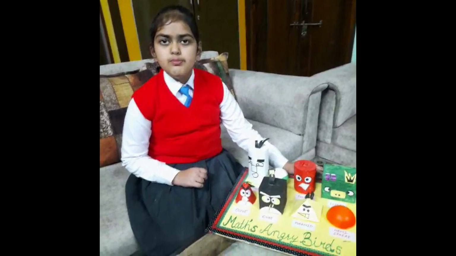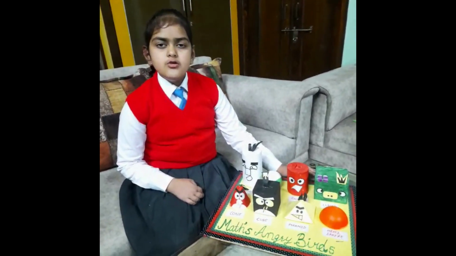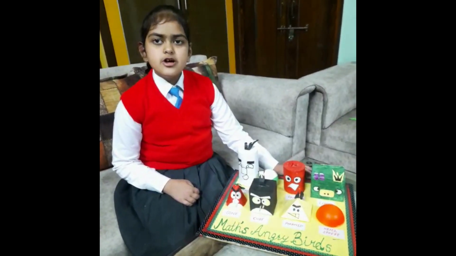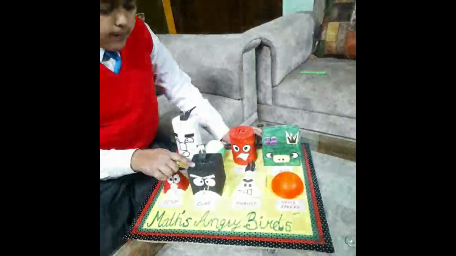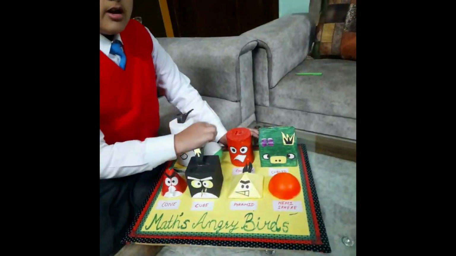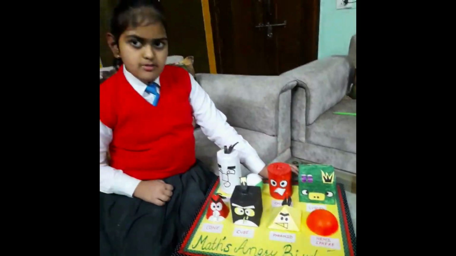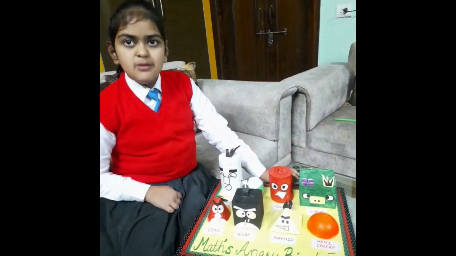I am Ani Gupta, studying in 3rd class. Today I am going to describe practical 3D shapes. The shapes are cone, cube, cylinder, sphere, cuboid. Now I will explain one by one.